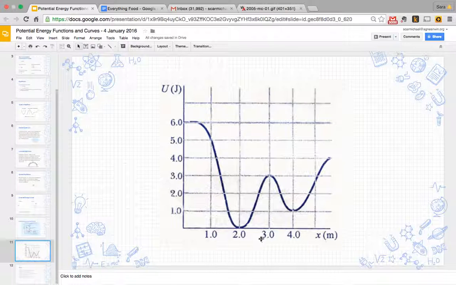Now, so here's my question. If the object starts off at x equals 4, how much energy would we have to give it? How much kinetic energy would we have to give it to get it all the way to x equals 0? Think about that for a second on your own.